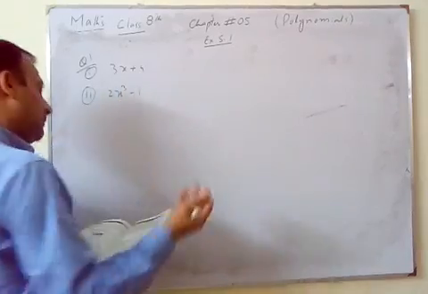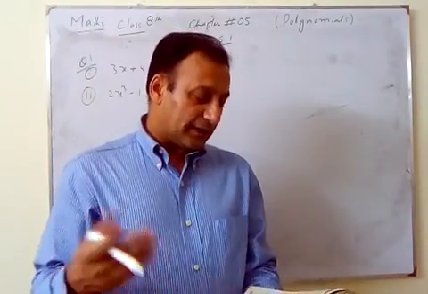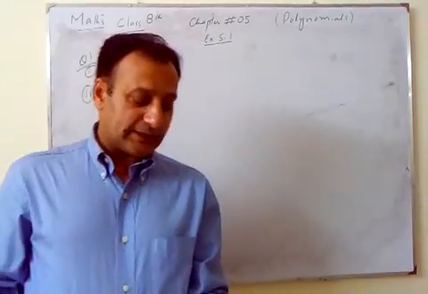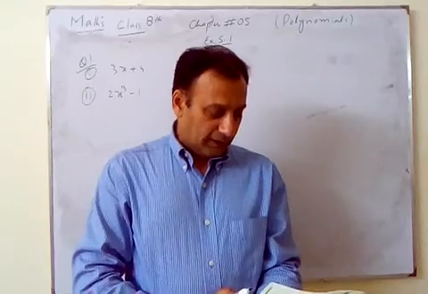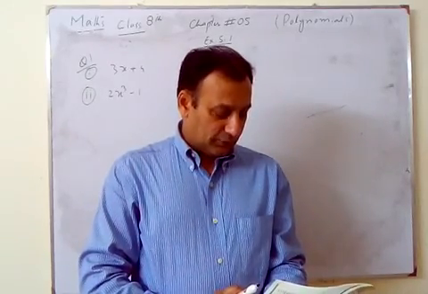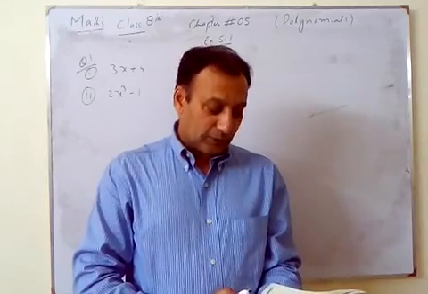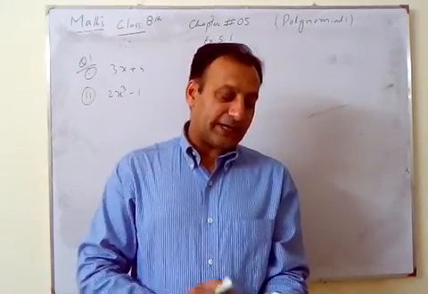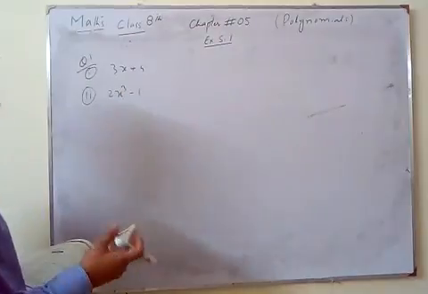2x cube minus 1. 2 and minus 1 both are constants. So this is the way to describe the things. So, question number 2: write the variables taken in the equations. We write only the variables which are used here.